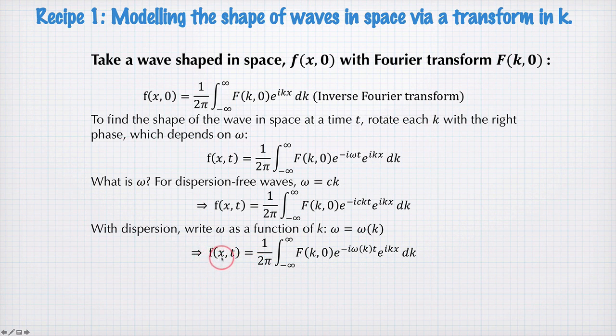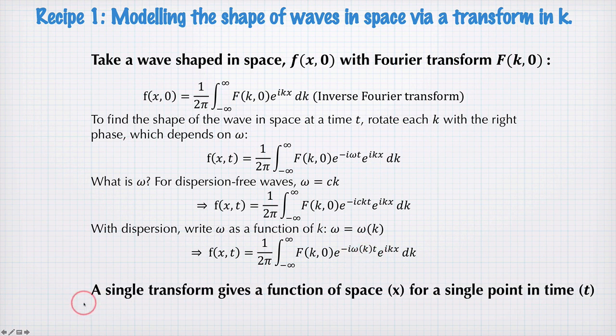So we get that f of x and t, this is the wave propagating in space and time, is given by this inverse Fourier transform now with this phase term e to the negative i omega as a function of k times t. And so this single inverse Fourier transform gives a function of space for a single point in time t. Now, if you want to make an animation of this function, you have to do this integral at every time t that you're interested in. So I've called this recipe 1, modelling the shape of waves in space via a transform in k.